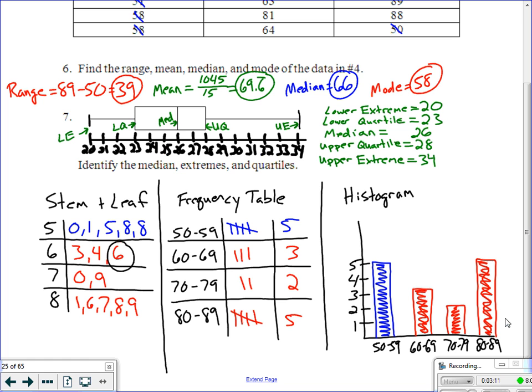And then lastly, on your box and whiskers plot, you just had to identify the median, the extremes, and the quartiles. Just put them in order there. The lower extreme is 20. The lower quartile is 23, that's the left side of your box. The median is 26, that's the middle of your box there. Upper quartile is 28, that's the right side of the box, and then the upper extreme is 34.